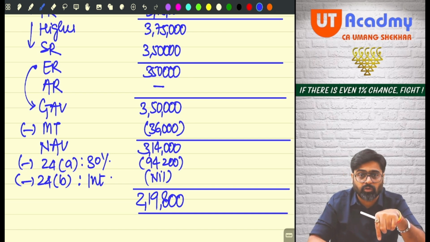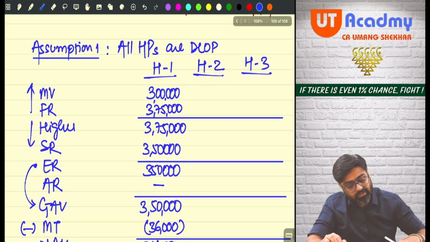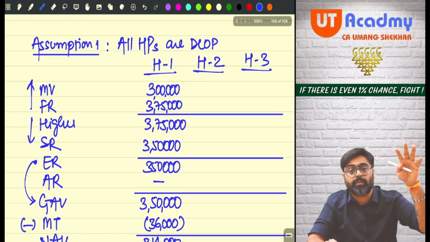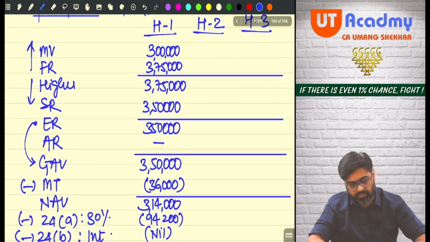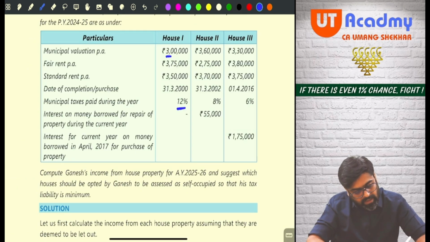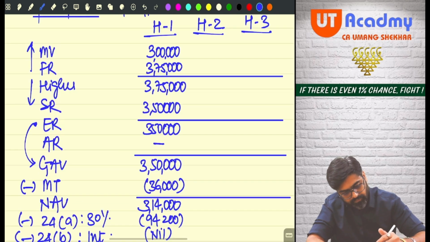This is the income of house property 1, if you treat this house property as DLOP. Getting my point? Now let's assume that if we treat house property 2 as DLOP, what will be its final income? Sure, no? Come. House property 2. 3 lakh 60, 2 lakh 75, 3 lakh 70. 360, 275, 370.